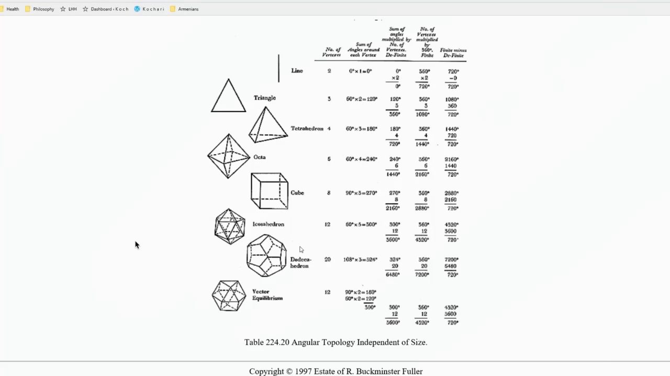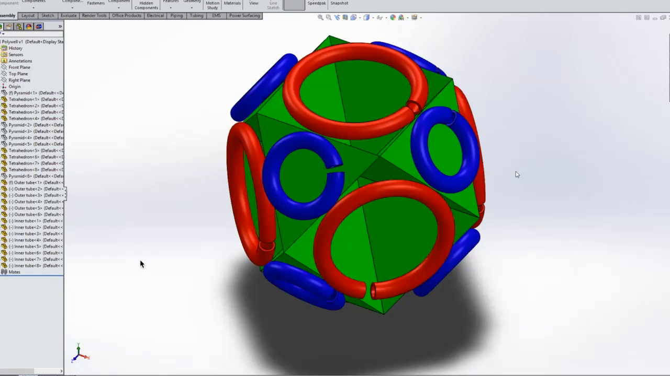John was saying it's not quite the vector equilibrium that he knows. You have to turn this off the screen. This is a copyright, Buckminster Fuller. Cannot use that, sorry. Okay.